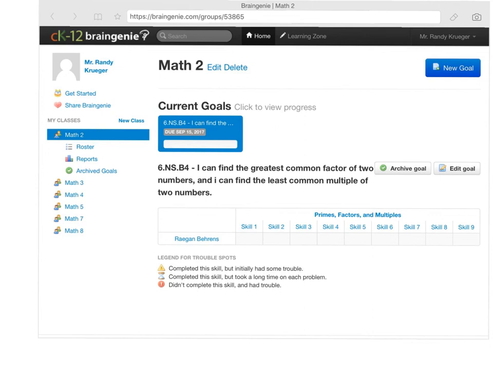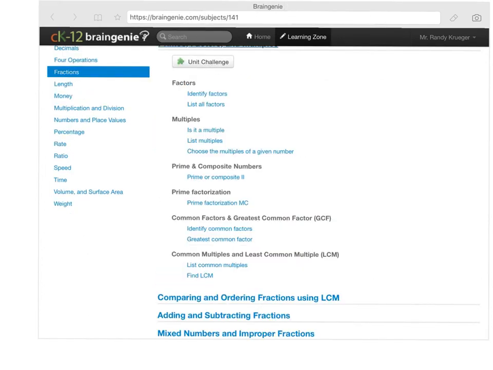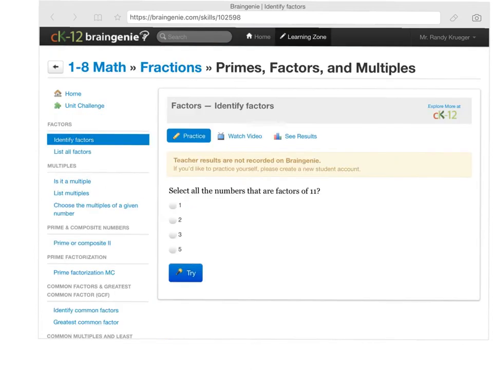But let me show you how the skills will look. So the skills that you'll be working on start off with identifying factors. We start small and then we get a little bit more in depth. So when you click on your skill, you'll see this come up, and you'll have practice. If you're not sure what to do, you can watch a video.